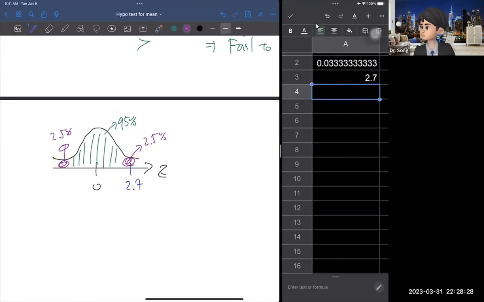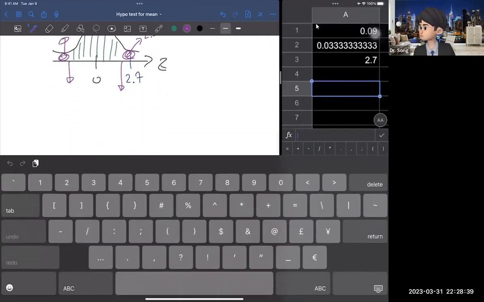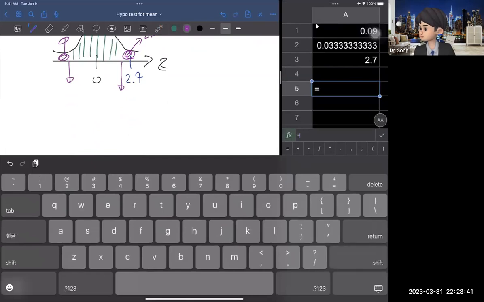So then this number is a critical value. You can find the -1 and the +1. Let me find the -1. So in order to find the -1, put the equal sign, NORM.INV, 0.025, that's 2.5%. Mean equals 0, standard deviation equals 1. Then I got -1.960 up to 3 decimal places.